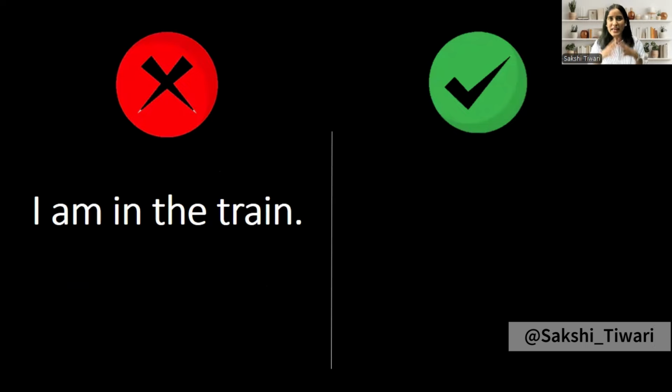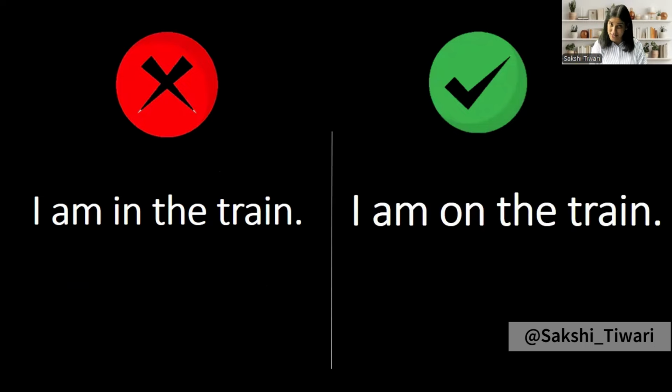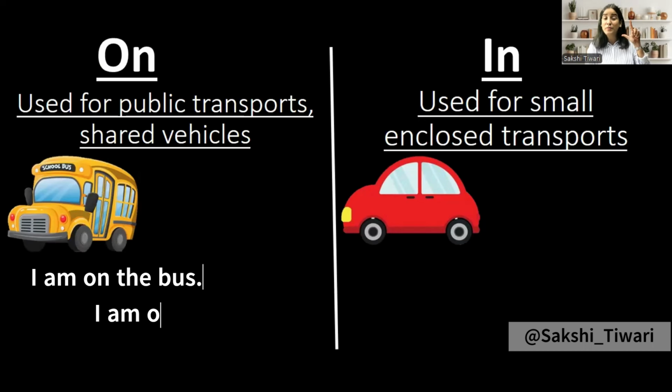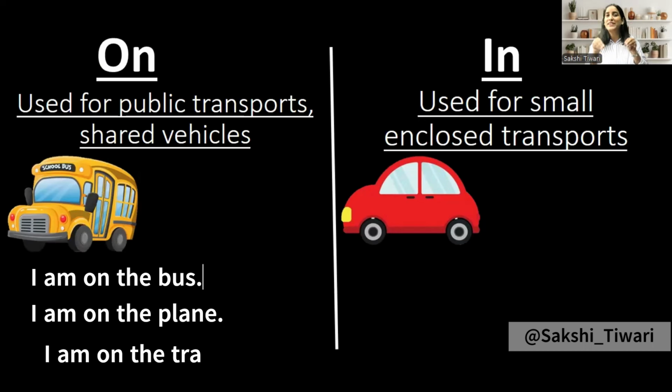The second common mistake is this one: I'm in the train. You might think this is correct, since we would usually say "in". But the correct one is, I'm on the train, and not in the train. The reason is that we use "on" for public transports, the transports that are shared. For example, a bus is a shared transport, right? Many people from different places travel in it. So we will say, I'm on the bus, I'm on the plane, I'm on the train, and not "in".